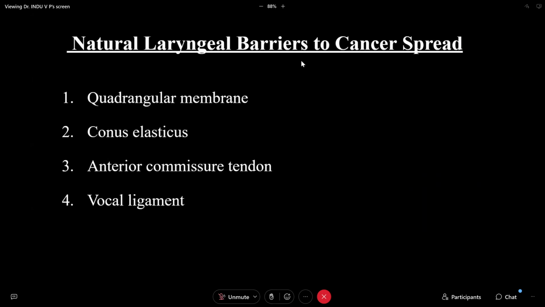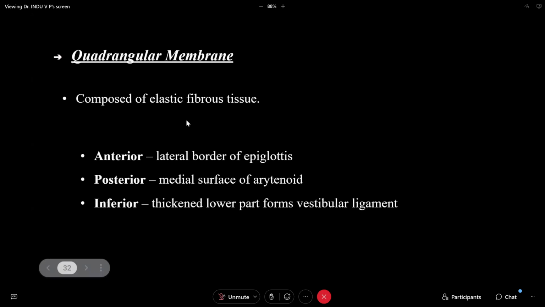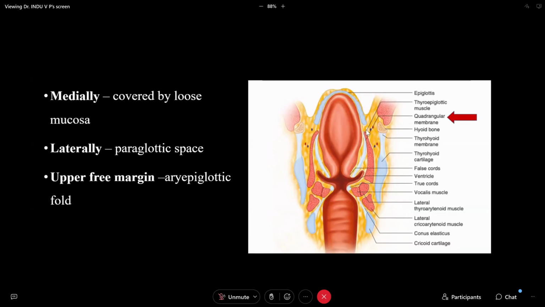Coming to the natural laryngeal barriers to cancer spread: one is the quadrangular membrane, then the conus elasticus, anterior commissure, and vocal ligament. The quadrangular membrane extends from the lateral border of the epiglottis to the arytenoid, its lower border is thickened to form the vestibular ligament, and laterally it is related to the paraglottic space.